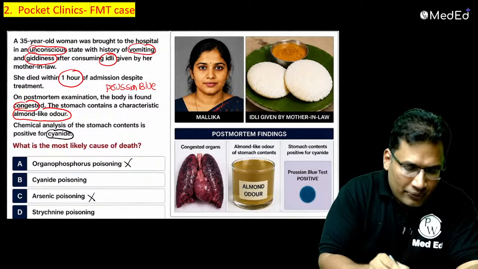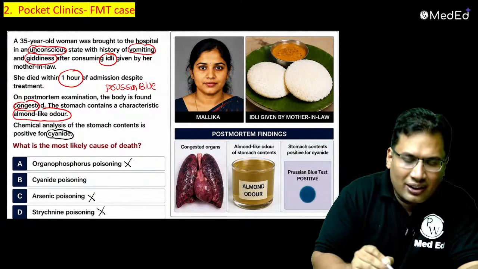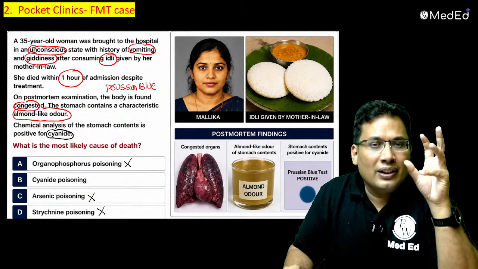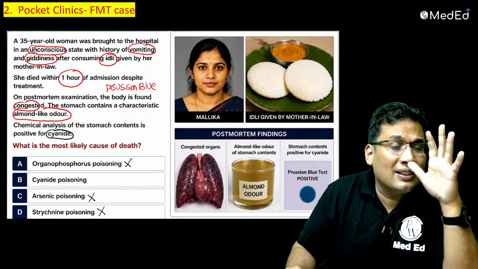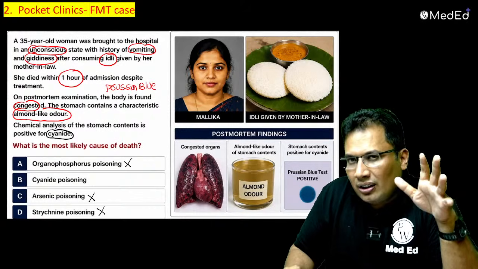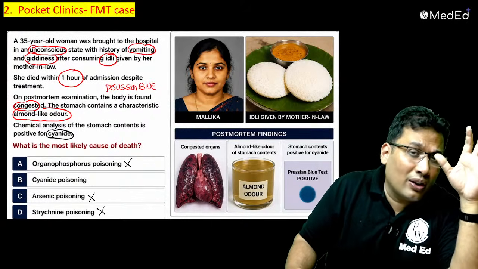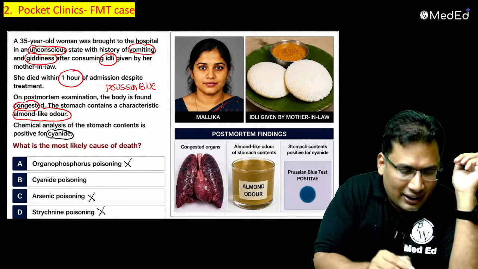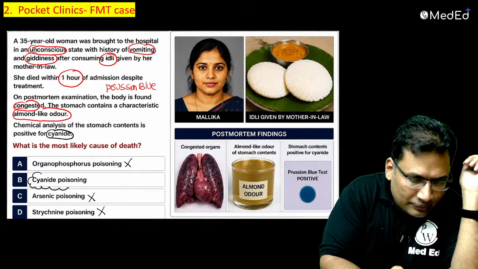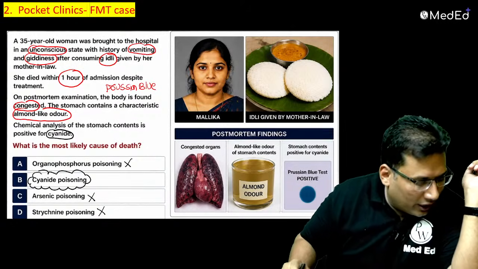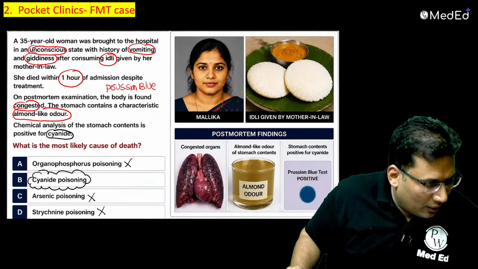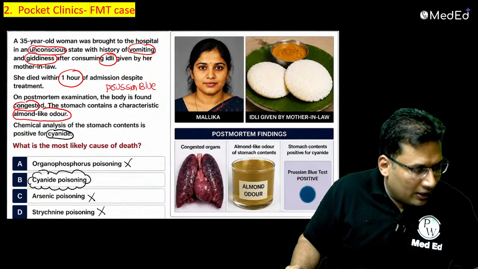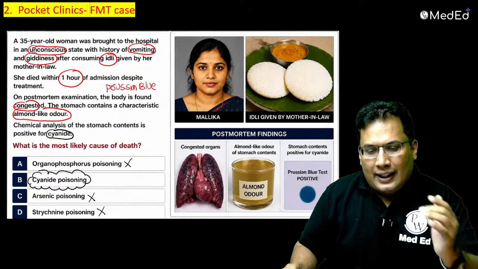Arsenic ruled out. Strychnine is a spinal poison, and in spinal poison the common features are the involvement of all the muscles at a time. Lockjaw, opisthotonus, pleurosthotonus, emprosthotonus, very, very common. So the best answer is, I'll go with cyanide poison. Okay, so B, very good, many answered. Very good, so the answer is cyanide poison.